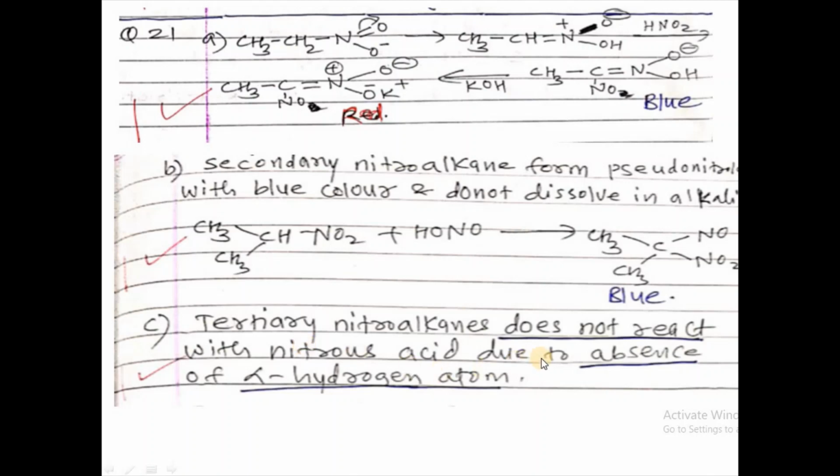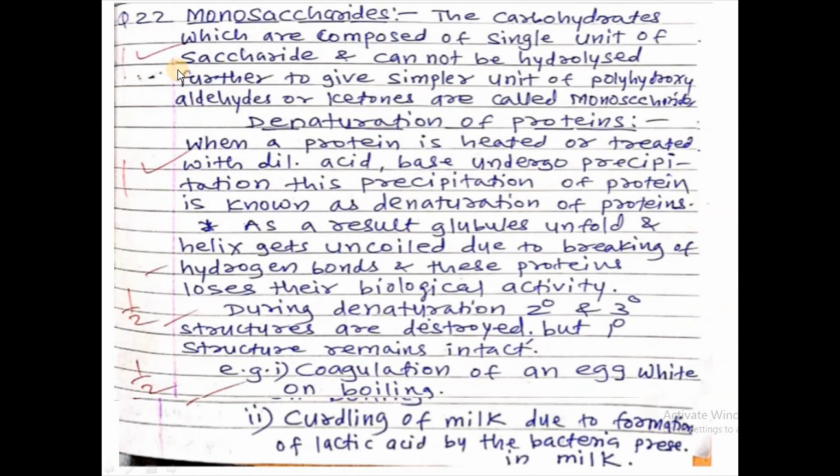Though tertiary nitroalkanes do not react with nitrous acid, we have to write absence of alpha hydrogen atom, and tertiary nitroalkanes do not react. It carries 1 mark. This reaction carries 1 mark. This reaction carries 1 mark.